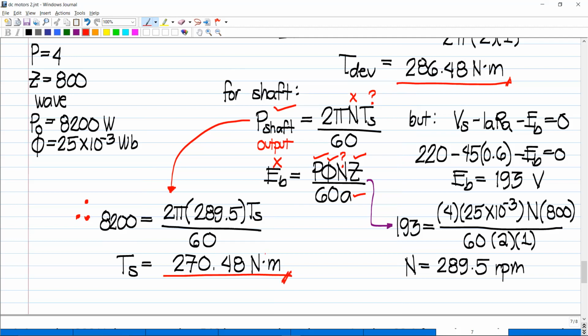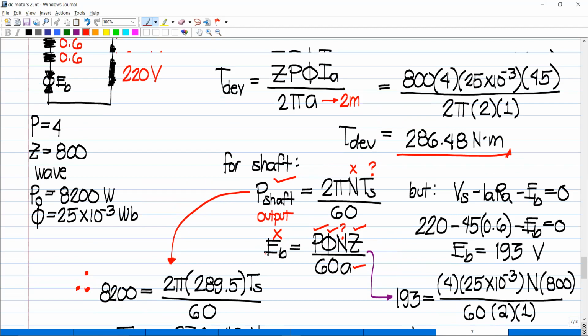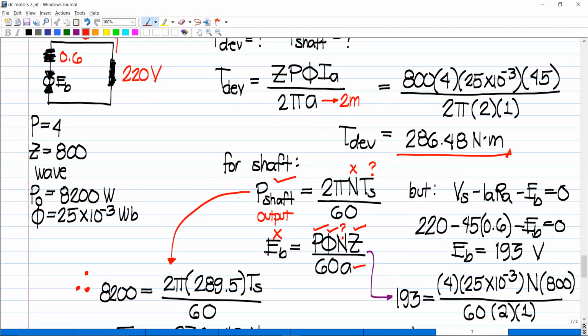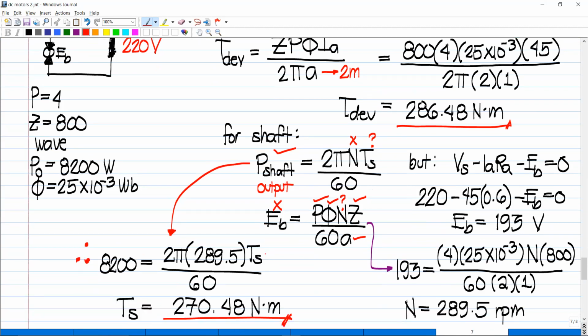Is this the same with our key answer? So yes, our key answer is 270.5 pagdating sa shaft. No. And then last problem.